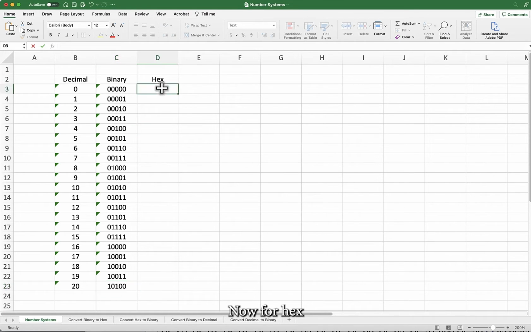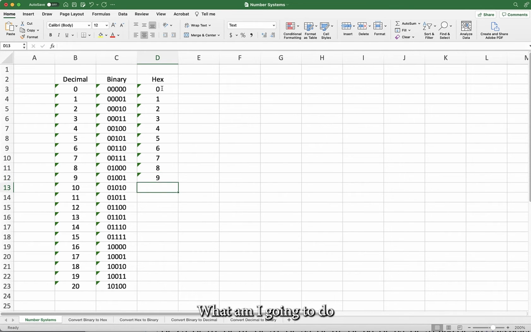Now for hex. Hex means I'm counting in base 16. Rules of mathematics never change. So I'm going to start counting. Now I get to 9. What am I going to do at this point? Well, I can't put 10 in a single column because each column represents a power of the base. So 9 plus 1 becomes A, and that's just the international standard.